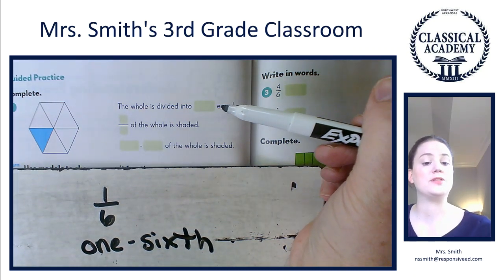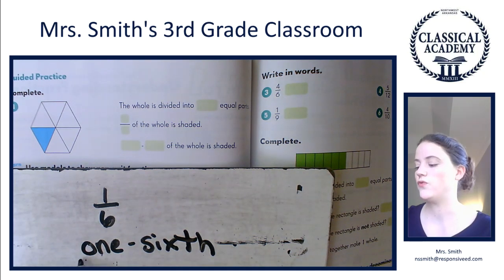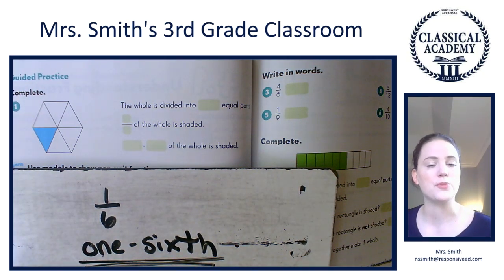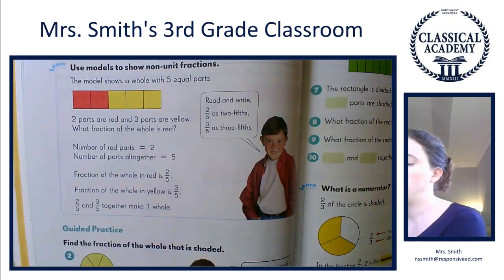It's divided into 6 equal parts. 1/6 of the whole is shaded, so you write it in word form, 1/6. Remember at the beginning of the book, we practiced writing numbers in standard and in word form? That's what we're doing here. All right.